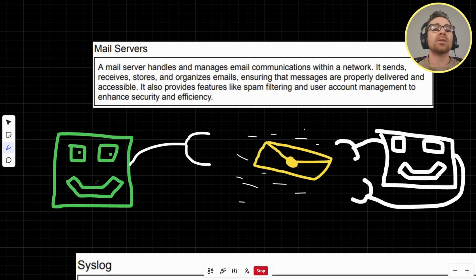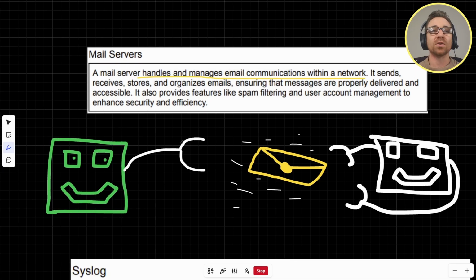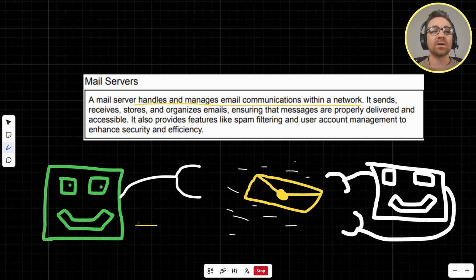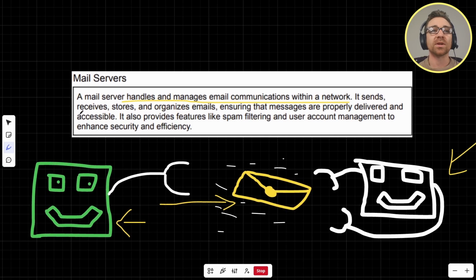Okay, mail servers. What does a mail server do? Take a wild guess. It handles and manages email communications within a network. So you've got your mail server here. It's delivering the mail to the user. That's pretty much what the mail server is doing. It receives mail, stores mail, and organizes emails, ensuring that messages are properly delivered and accessible.